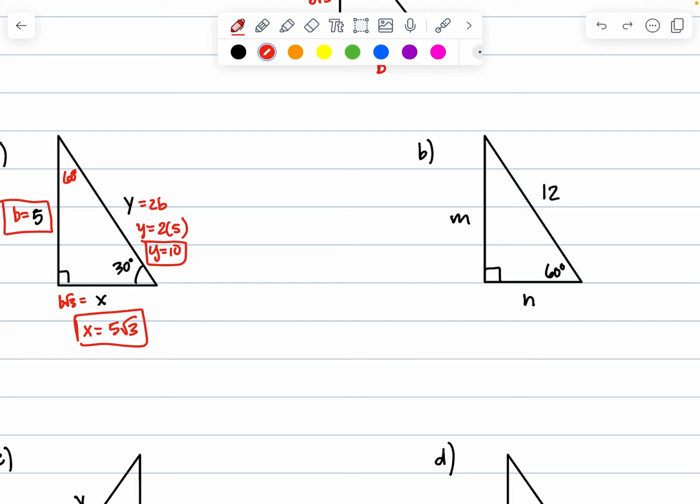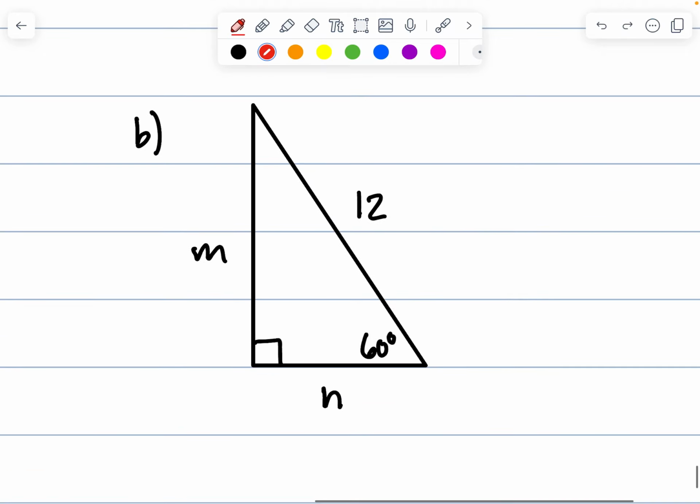However, if you were given a different side, like in B here, no pun intended, then we have to do a little bit of calculation. So this is still 30, 60, 90 because we have 60 here, 90 here. By default, the last angle is 30. Once you recognize that, start labeling your sides.